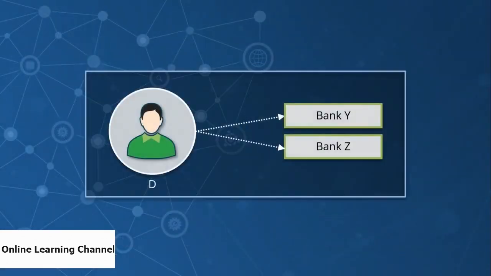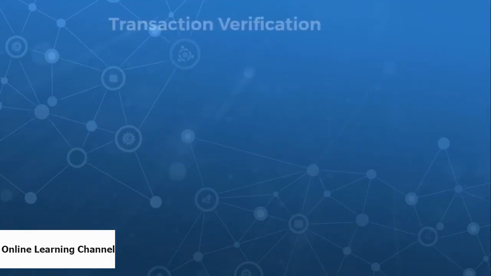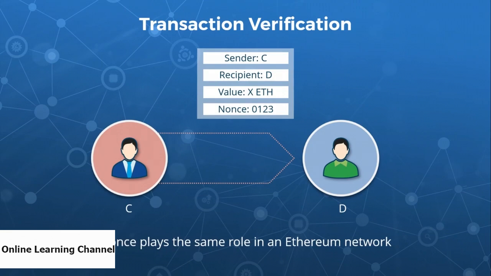So when it comes to bank transactions involving checks, we can see that check numbers are able to prevent the double deposit, or in this case even a triple deposit, of the same check. And switching back now to the world of Ethereum, the transaction nonce plays the exact same role as the check number in the banking world.